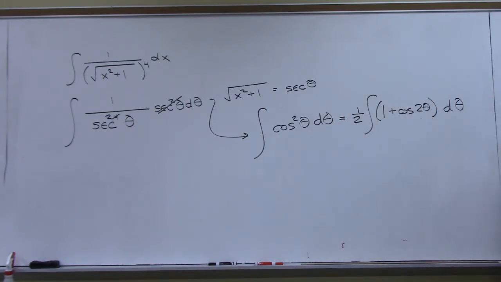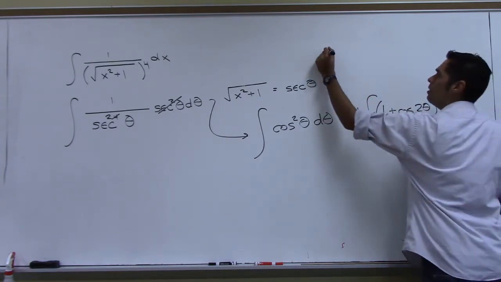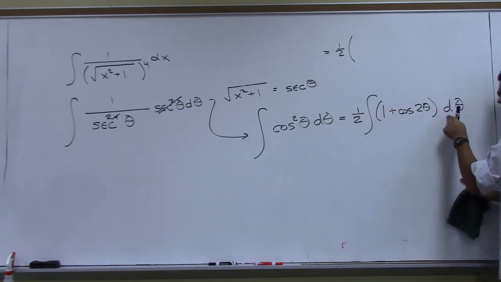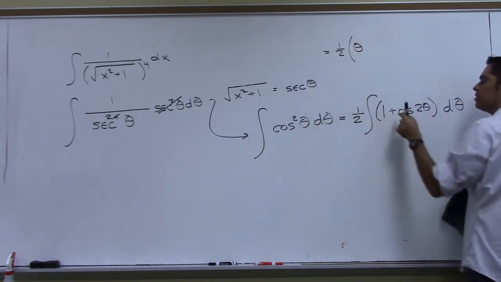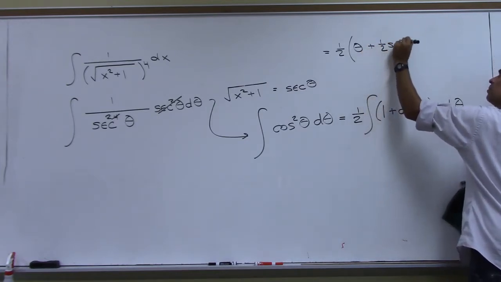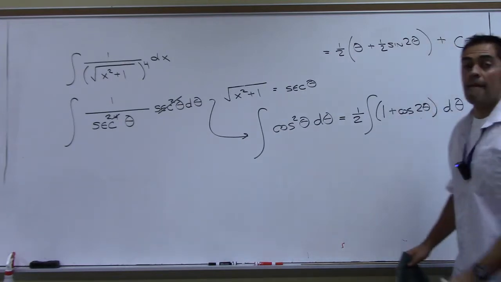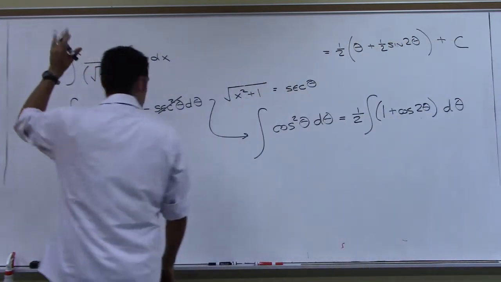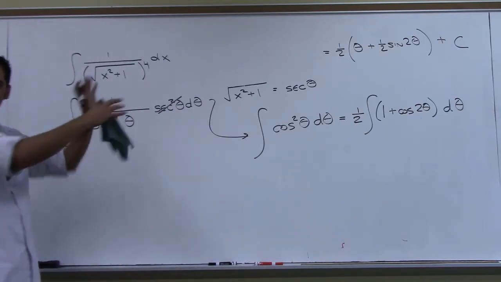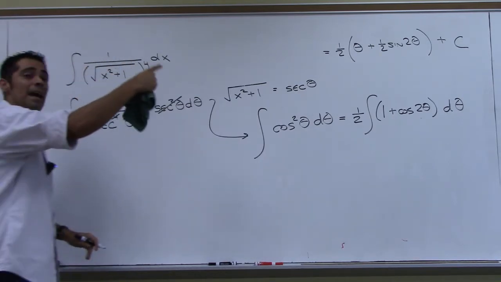All right, antiderivative, I'll put it up here. 1/2. Antiderivative of 1 with respect to theta, theta, antiderivative of cosine 2 theta, 1/2 sine 2 theta. Plus some constant, right? All right. And don't forget I had that other piece out here, right? It was -1/2 times in parentheses x squared plus 1. All that was part of my answer from earlier. I'm going to tack that on, but now I've got to get this back to x, don't I?